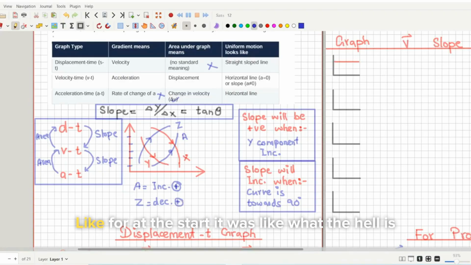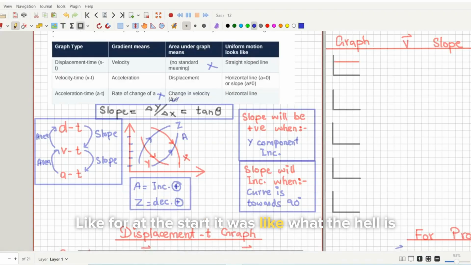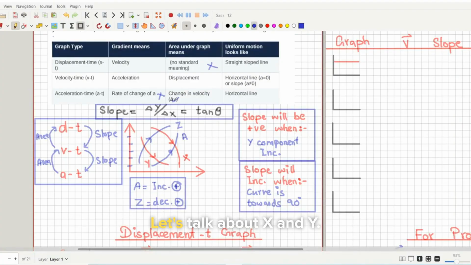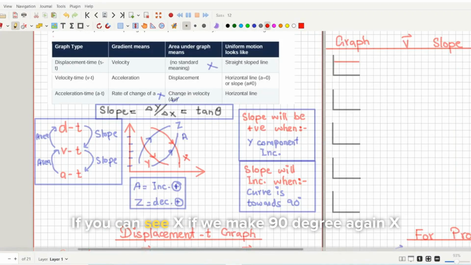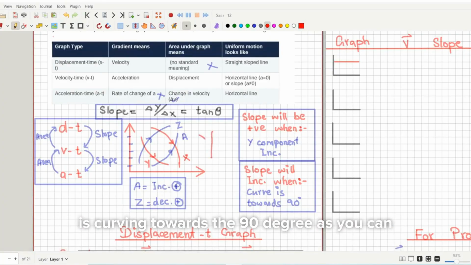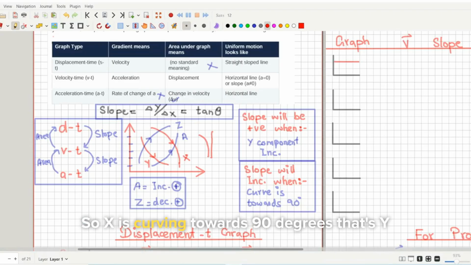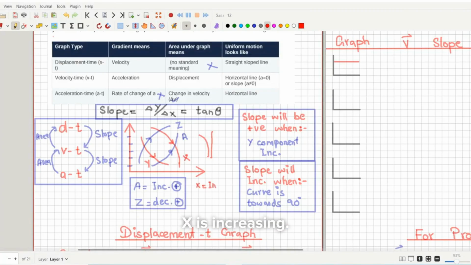Fun, right? At the start it was like what the hell is happening, and now it is like wow, it is really easy. Let's talk about x and y. If you can see x, if we make 90 degree again, x is curving towards the 90 degree, as you can see, right? So x is curving toward 90 degrees, that's why x is increasing.